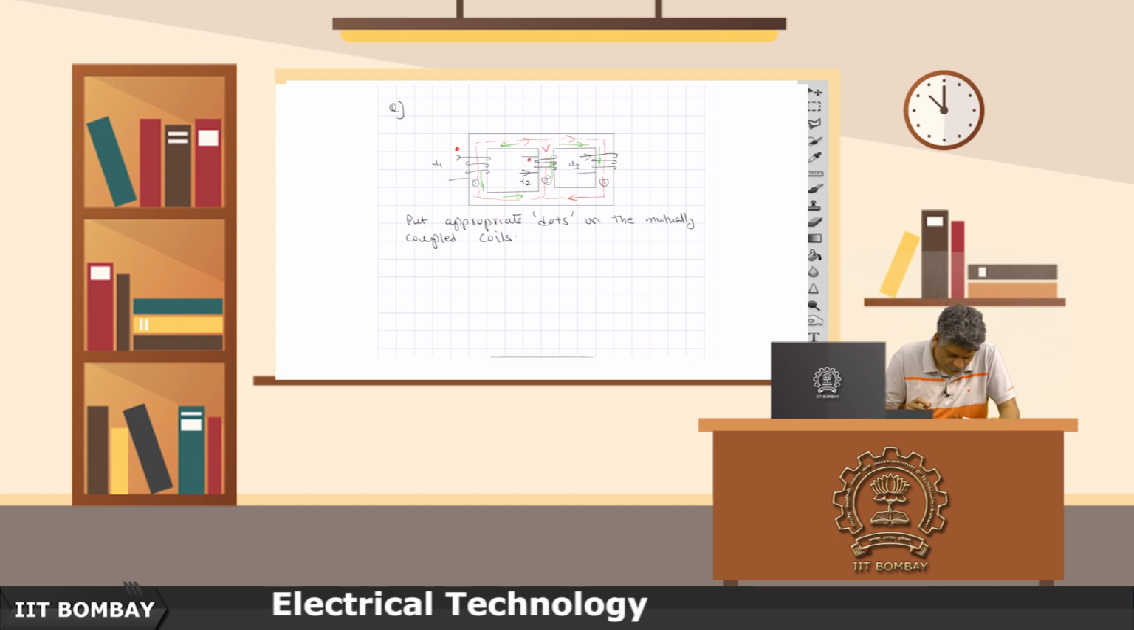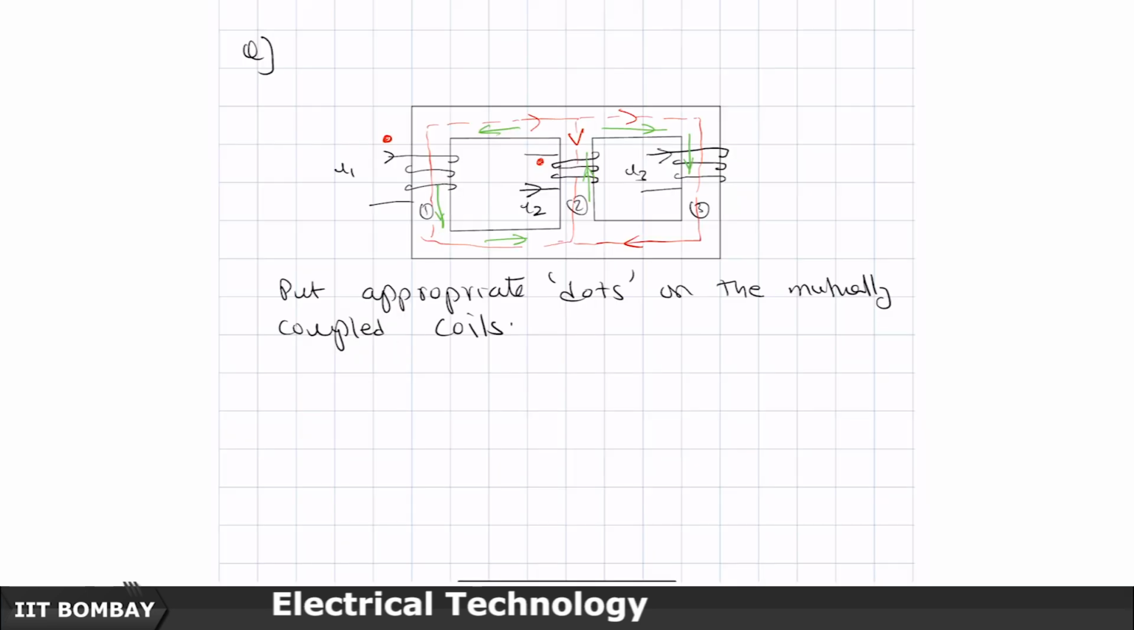And if I put the red dot in the other end, and if you take a current which is entering that red dot and move a right handed screw, you will see that it is creating a flux direction which is in the same orientation as the current which is entering I1. So, I have put the first two red dots. Now, the third red dot I have to put for the winding number 3.